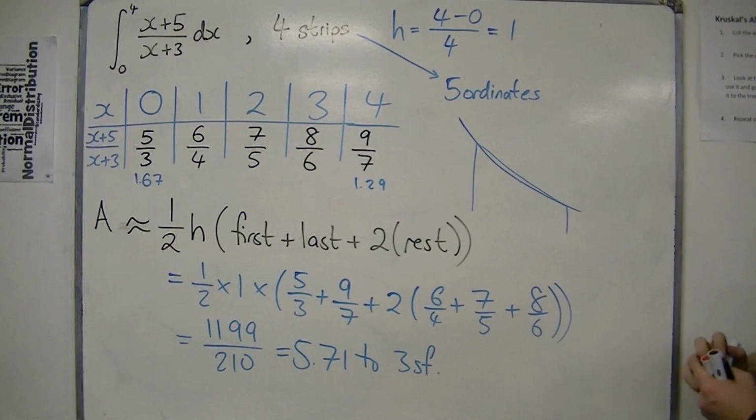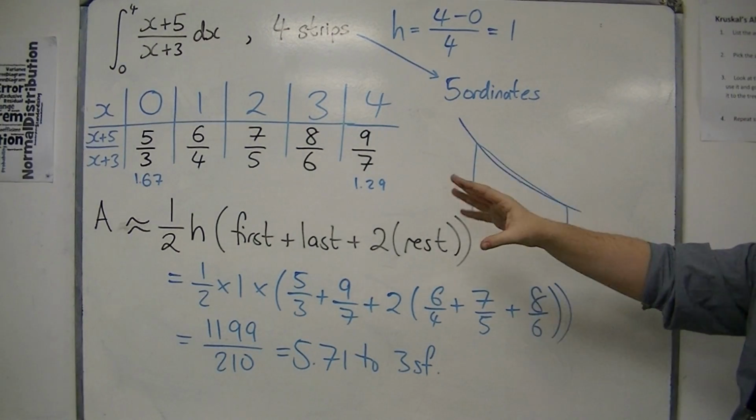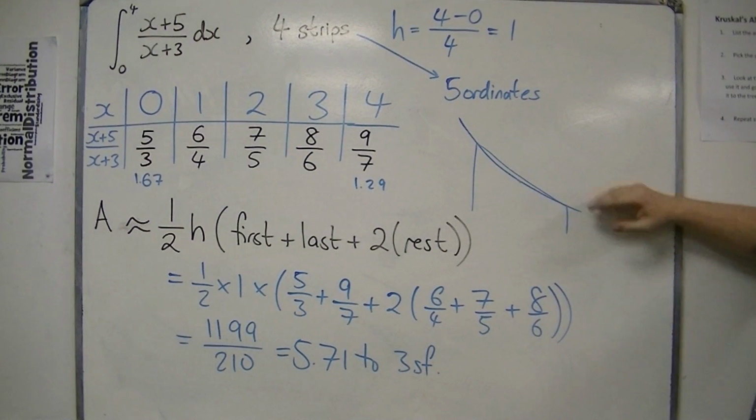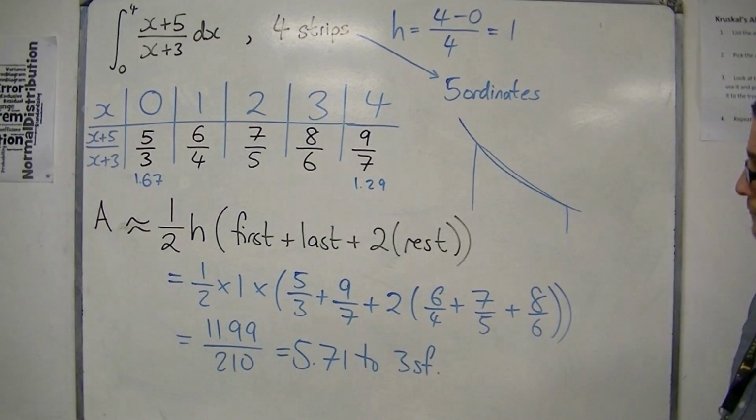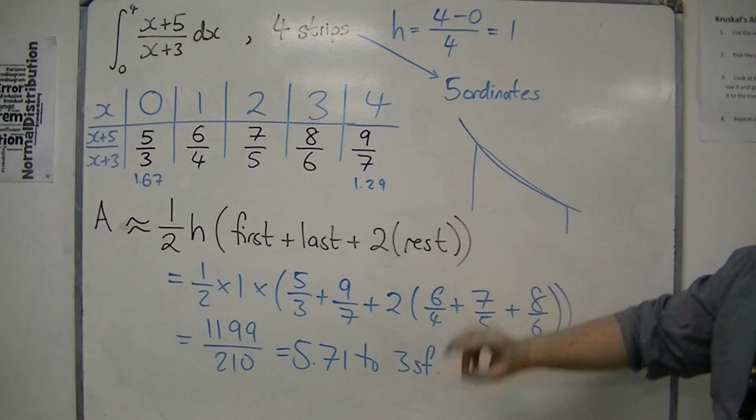Okay, so because that's going from 1.67 to 1.29, so it's decreasing, we must have an overestimate. Okay? And that is how we can use the trapezium rule.